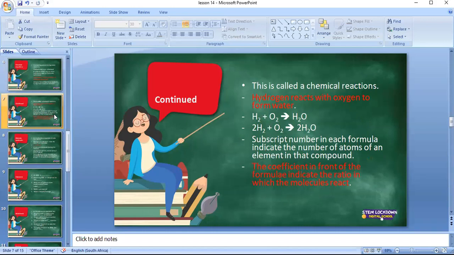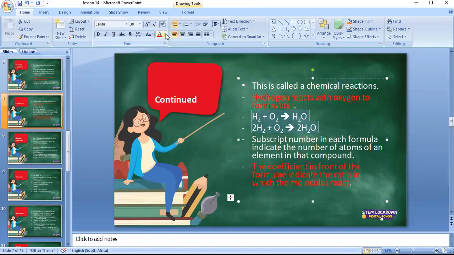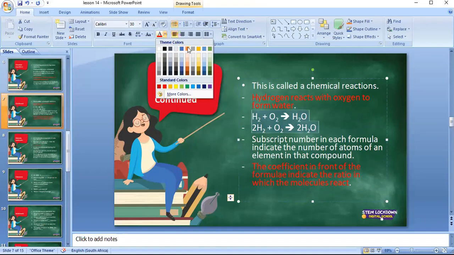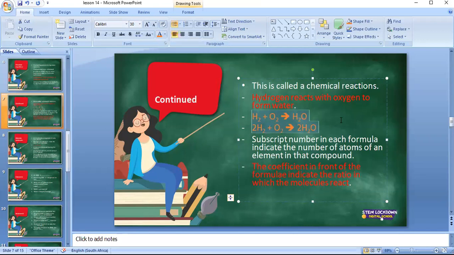We all know about balancing of the equations. Do we have anyone in class who has a problem with balancing of the equations? Do we have anyone? I don't think so. So the subscript number in each formula indicates the number of atoms of an element in that element or compound.